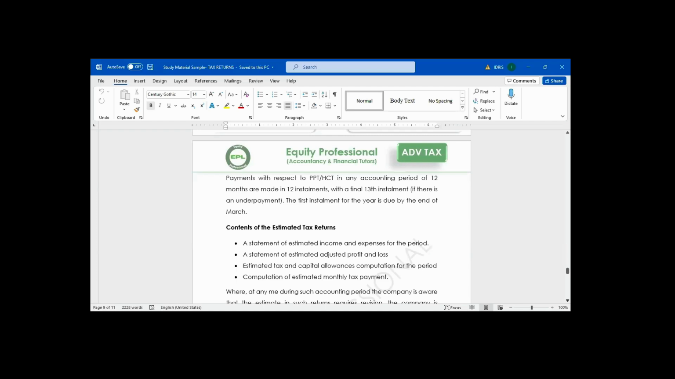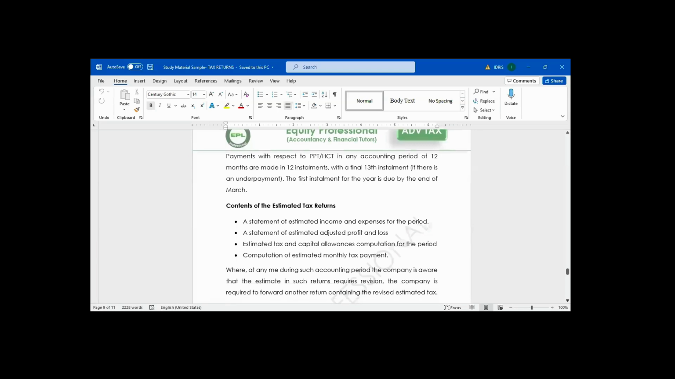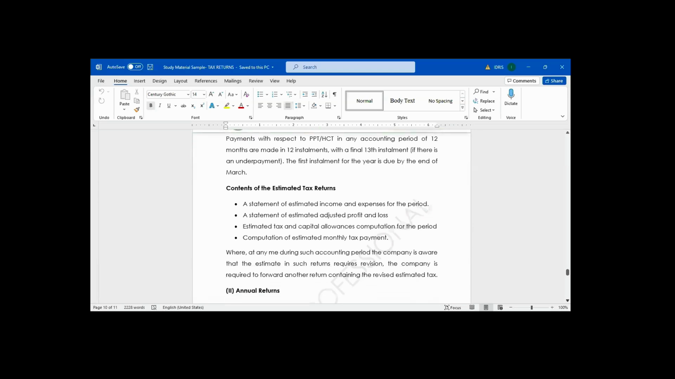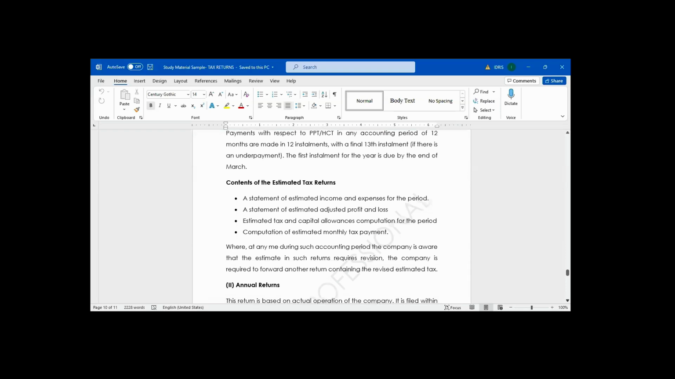Content of estimated tax return. What are the contents of estimated tax return? Number one, estimated income and expenses for the period. Number two, a statement of estimated adjusted profit and loss. Number three, estimated tax and capital allowance computation for the period. While number four is computation of estimated monthly tax payments.